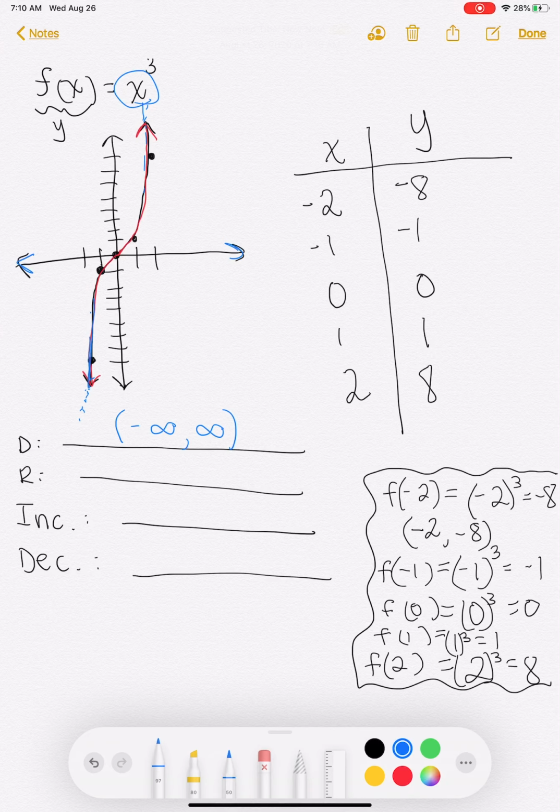We can't be equal to infinity. Sorry guys, it's really early right now. All right, where am I at? Oh, range.